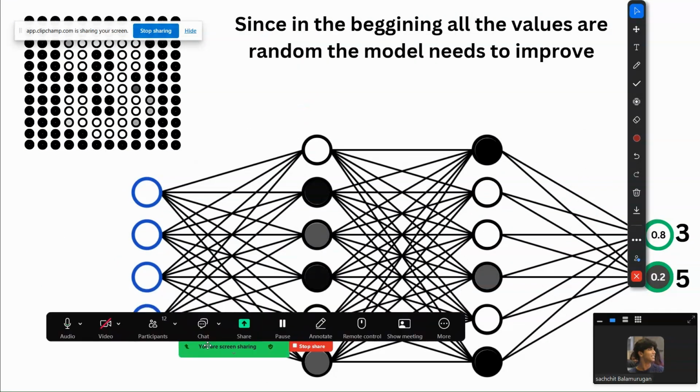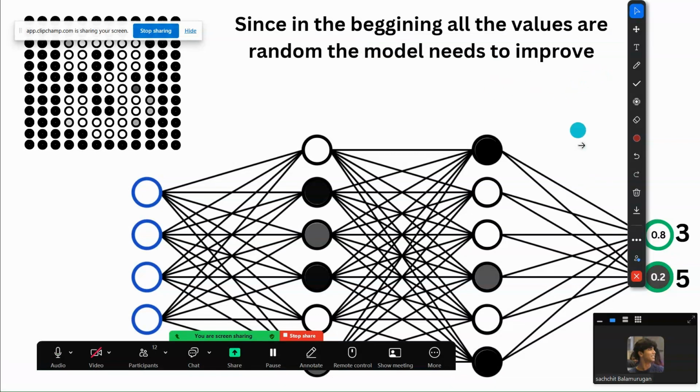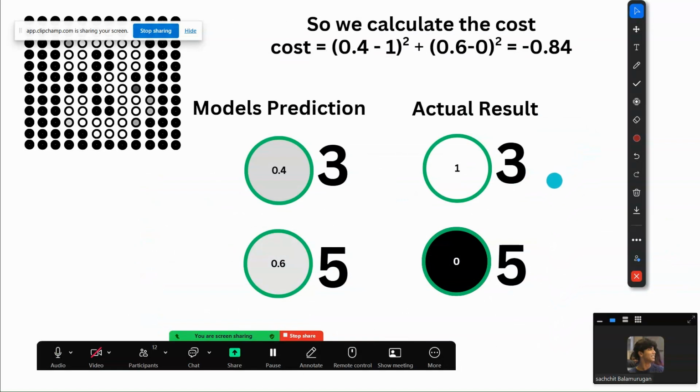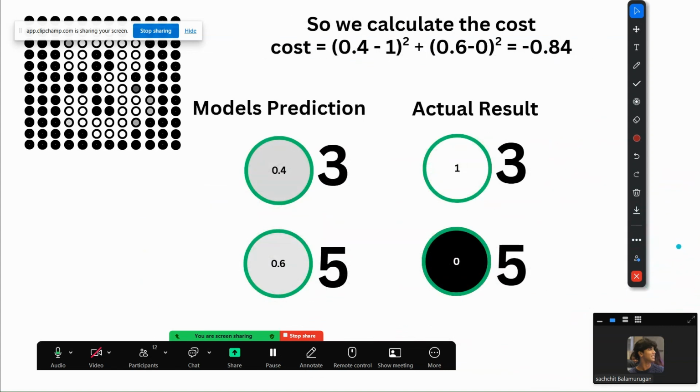So like I said before, in the beginning, all the values are random and the model needs to improve. So we have to calculate this thing called cost. And basically, all cost is, it's taking this output that we generated, right? I've just made up some output values for now.